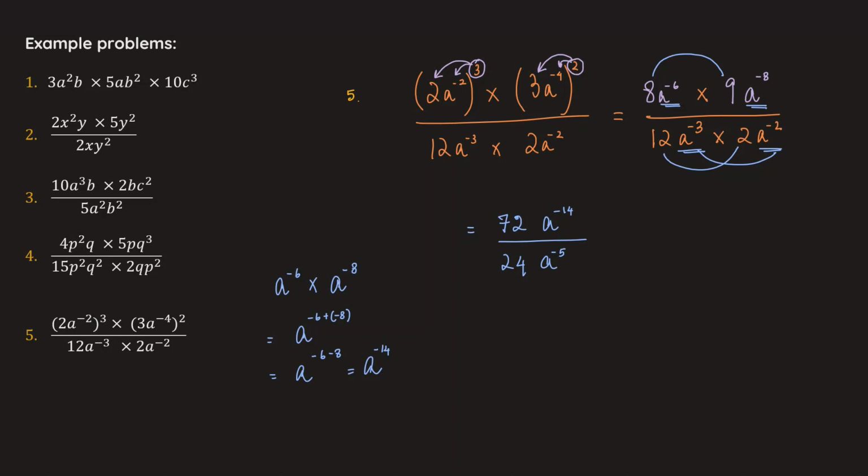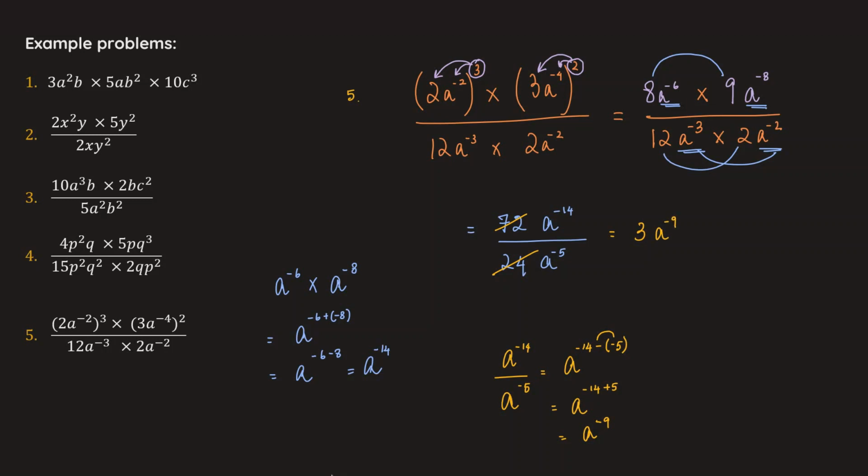So now let's divide. 72 divided by 24 is 3. 24 times 3 gives you 72, so 72 divided by 24 is 3. A to the power minus 14 divided by a to the power minus 5. That is subtraction. A to the power minus 14 subtract minus 5. This is the same as saying a to the power minus 14, minus into minus is plus. So that is minus 14 plus 5, which is a to the power minus 9. So the answer is 3a to the power minus 9.